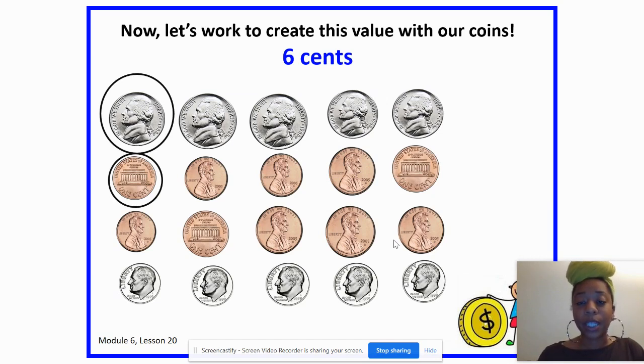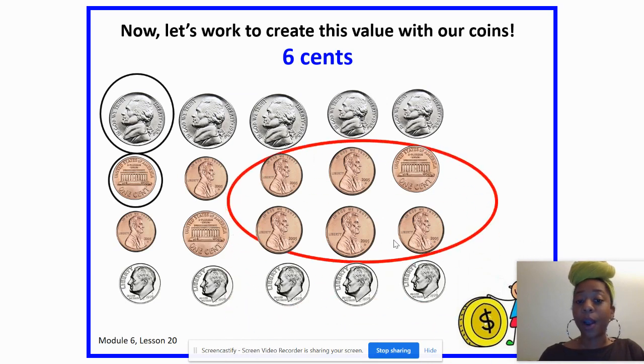How else can I show 6 cents? You're right. I can just use pennies and show 6 cents. Let's count to be sure. 1, 2, 3, 4, 5, 6. Perfect. I just used 2 different types of coin combinations to make 6 cents.